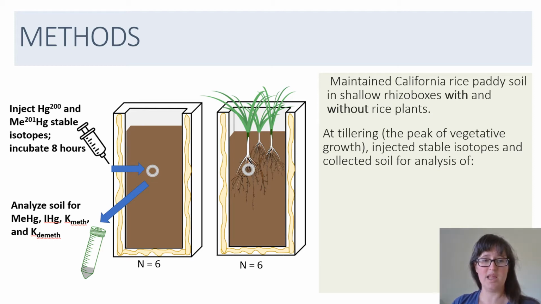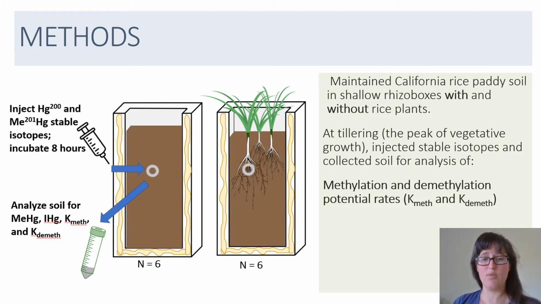These isotopes allowed us to track the formation of methylmercury from the mercury 200 tracer or the degradation of methylmercury using the methylmercury 201 tracer. We incubated these patches of soil for 8 hours, after which they were collected, and we used the transformation rates, the amount of each tracer that had been converted to the other mercury species, in order to calculate the methylation and demethylation potential rates.